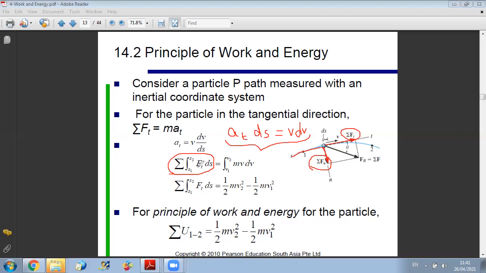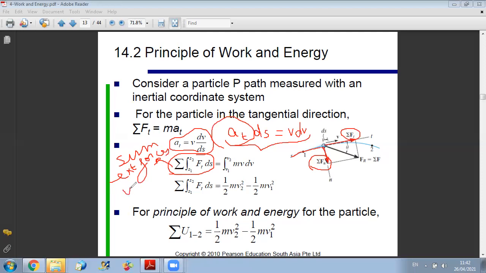And then we can replace a_t in the sum of F_t equals m a_t. We can replace it by its expression. Okay, so you can replace a_t by v dv over ds. Let us try to do this. So we can write that the summation of the integral from s1 to s2 of F_t ds will be equal to... this represents the external forces acting on a particle. So this is the sum of external forces work. Okay.